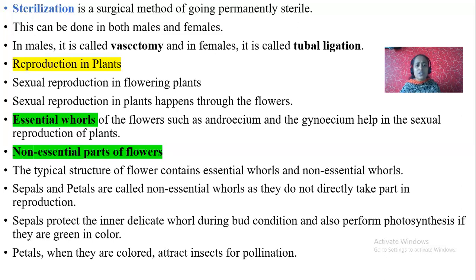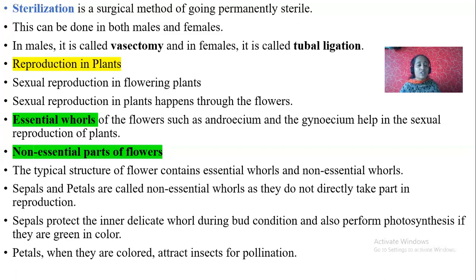Let us see what those are. The typical structure of a flower contains essential whorls and non-essential whorls. Sepals and petals are called non-essential whorls. Sepals in the sense small green-like structures. Petals, as you know. Sepals are also called calyx. Petals are also called corolla. They do not directly take part in reproduction.